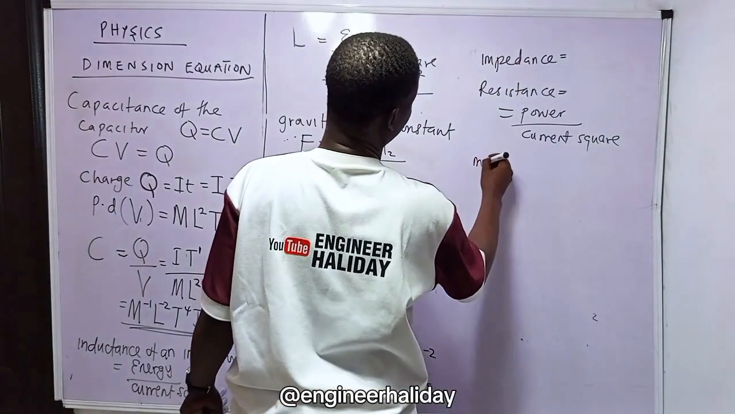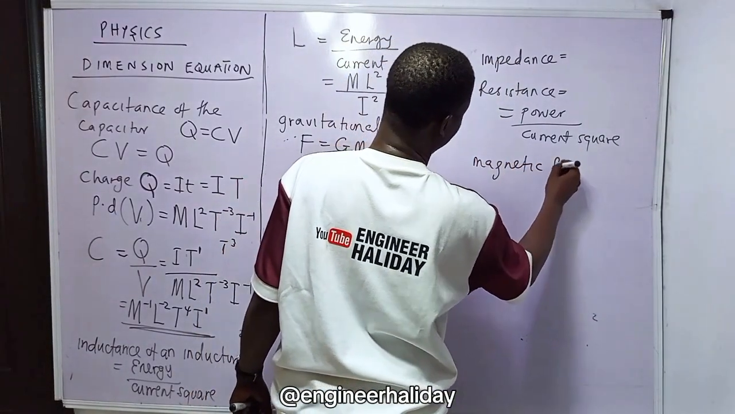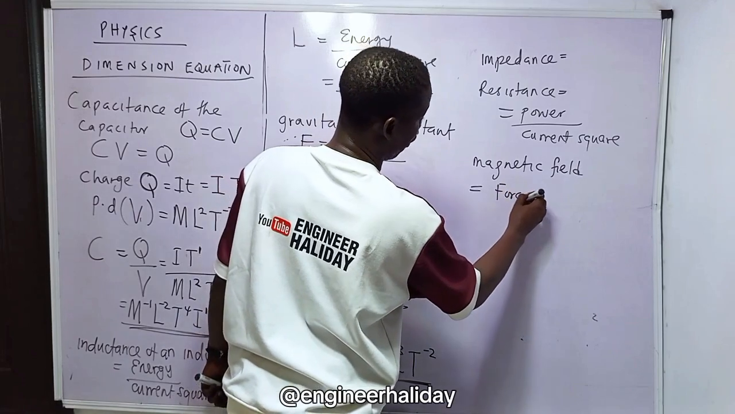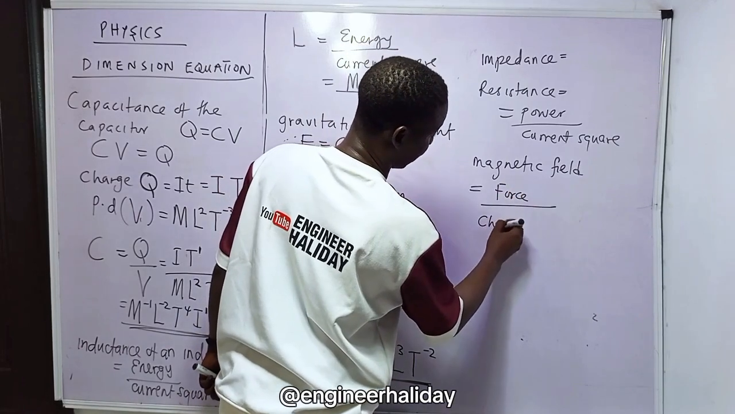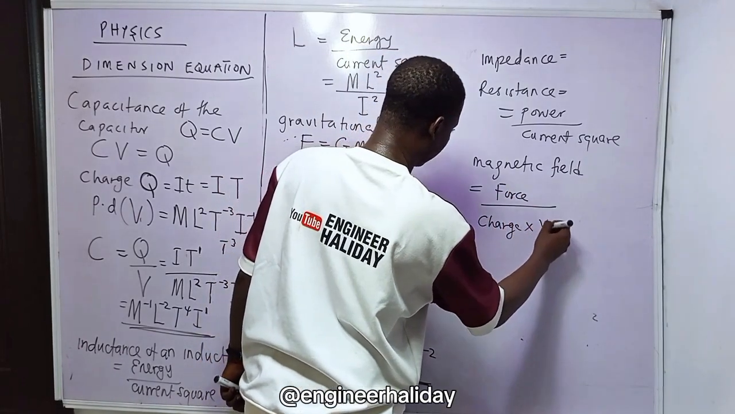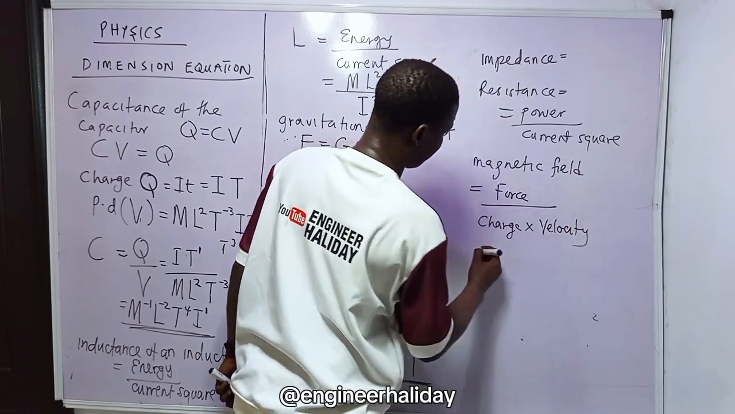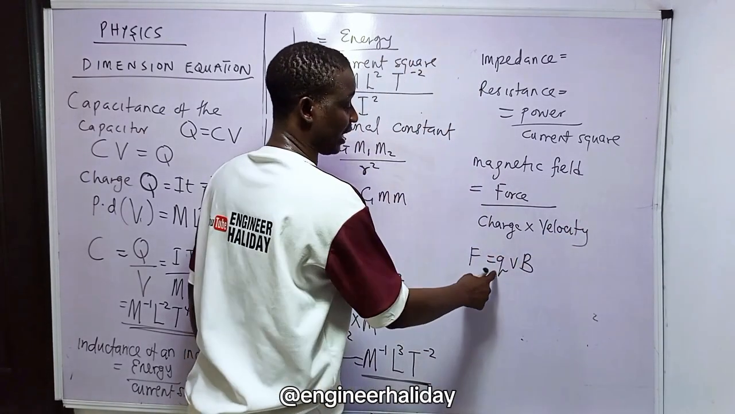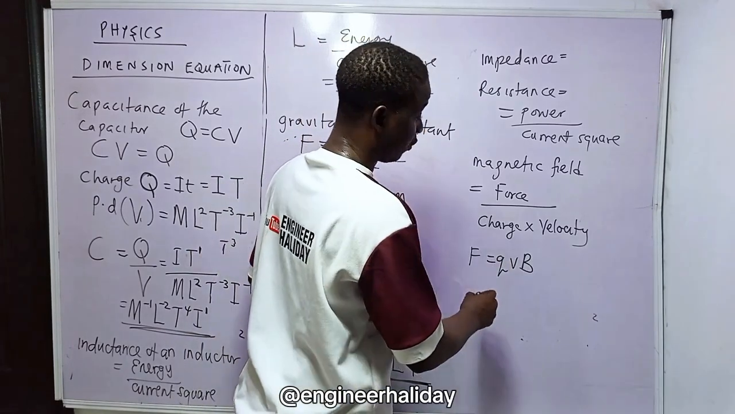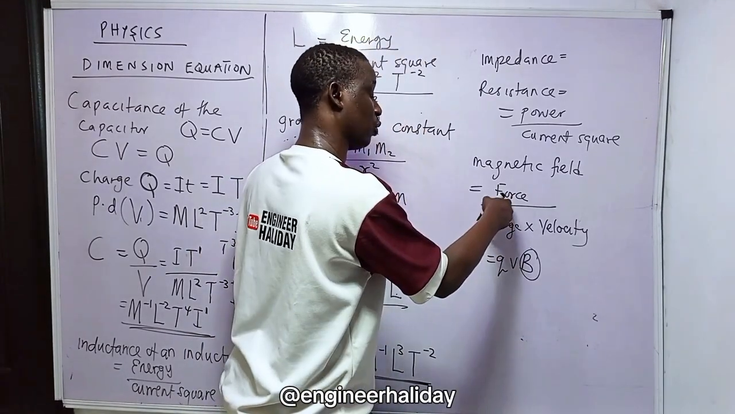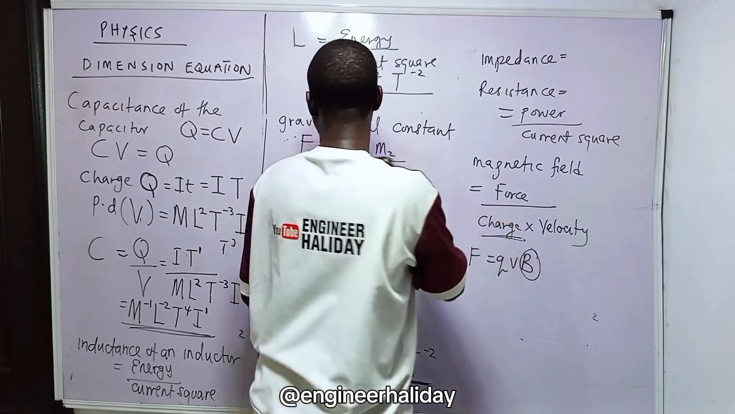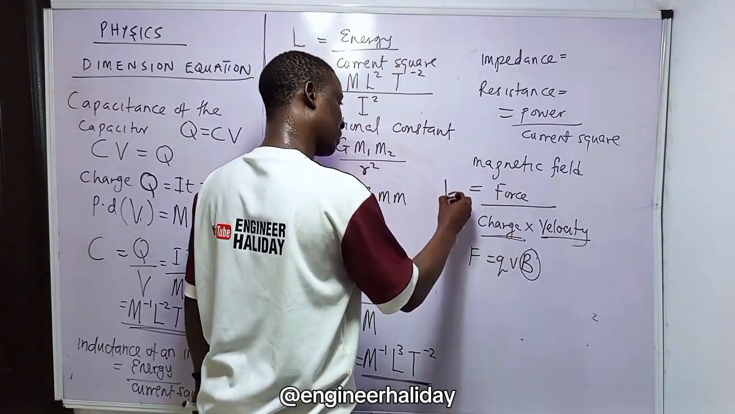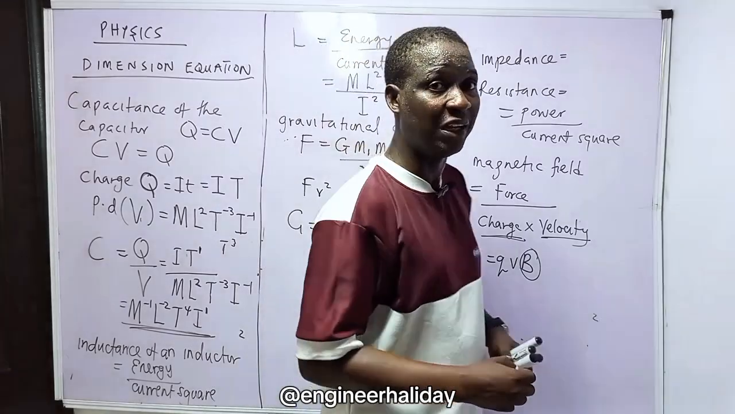The magnetic field, that is the last one. Let me give you a hint: force divided by charge times velocity. How many of you remember that F equals QVB? Charge times velocity times magnetic field. So if you make B the subject of the formula, this is what we are going to have. I've given you charge, I've solved charge. I've given you velocity, I've done force. So you can get your magnetic field dimension.